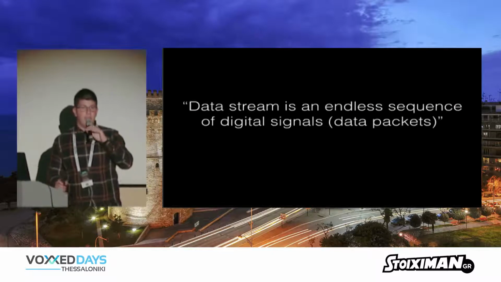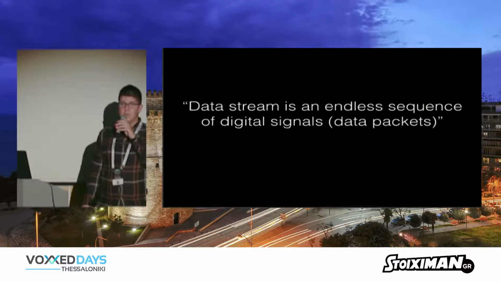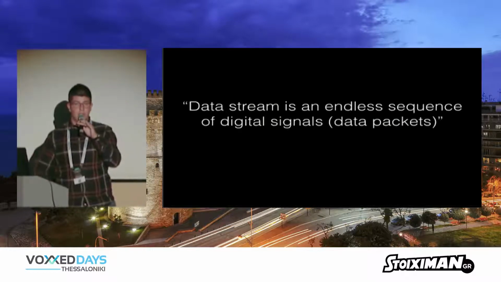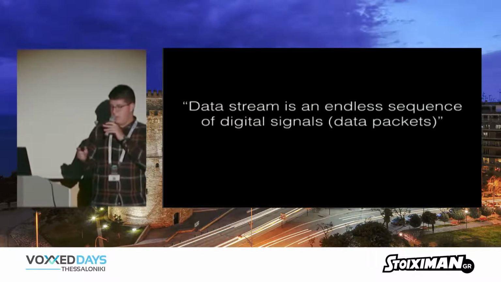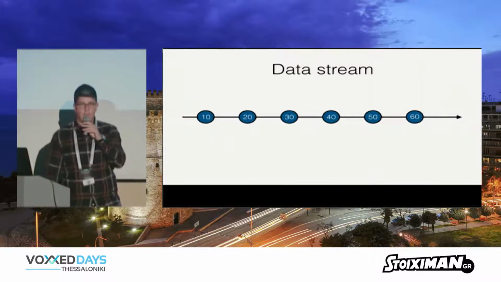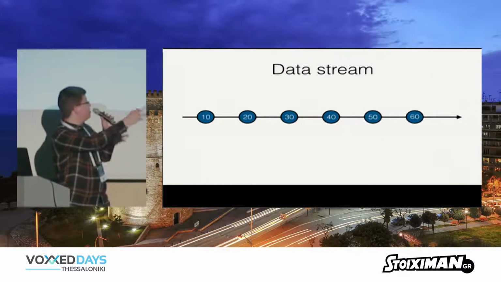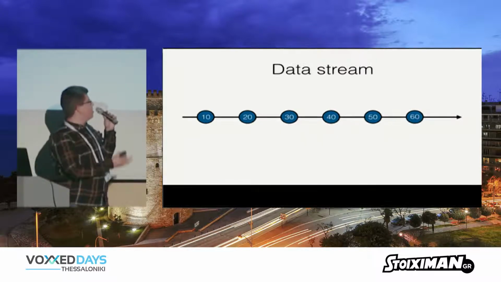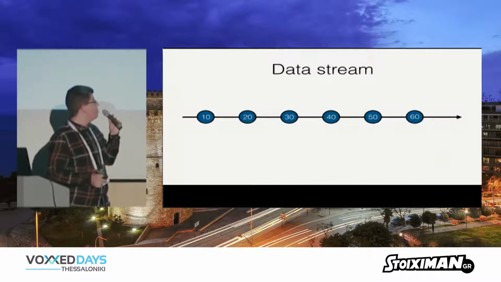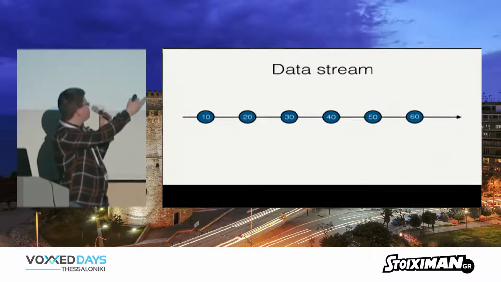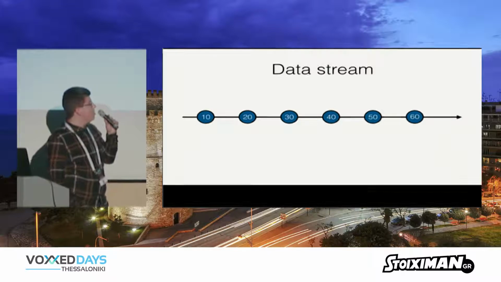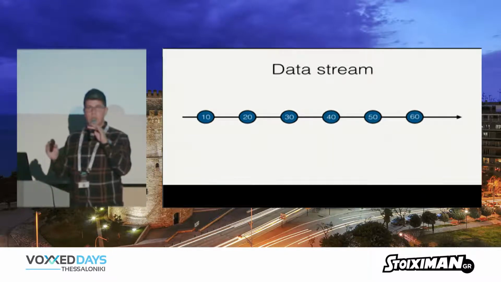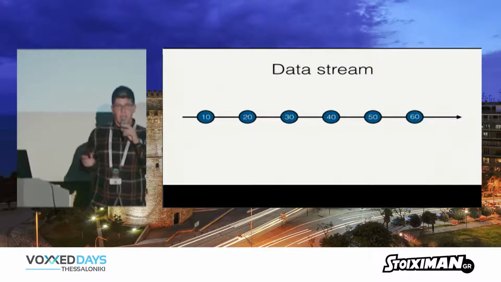A data stream is an endless sequence of digital packets or digital signals. Basically, this is a data stream. Here you see a simple endless stream, and we have those data packets. In our case, it's just some numbers, starting from 60 and so on. This is something that's used in reactive programming to basically represent the data.